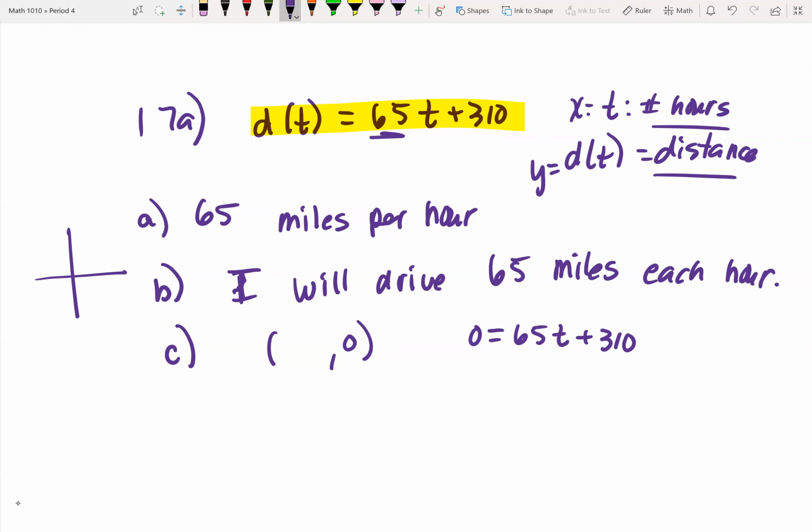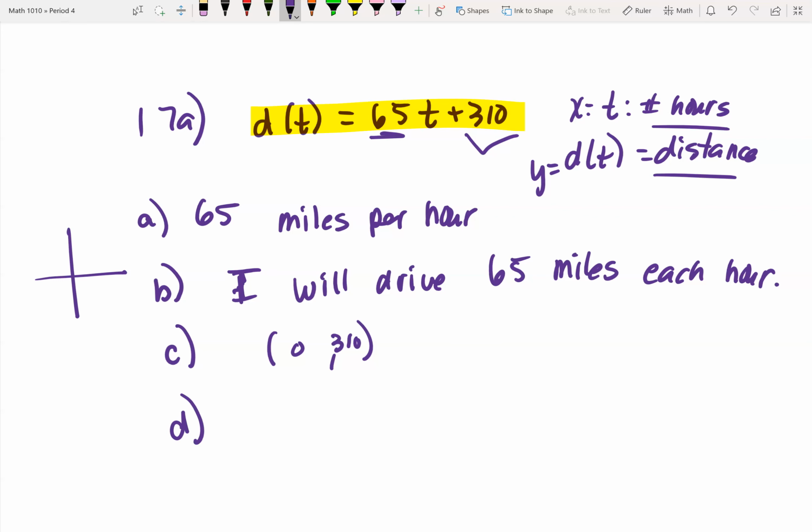No. Vertical is y. You let x be 0. Sorry, guys. So that is that. Okay, so that's basically just asking me what's the y-intercept. Well, that's the y-intercept right there. So it's (0, 310). You have to write it as an ordered pair.